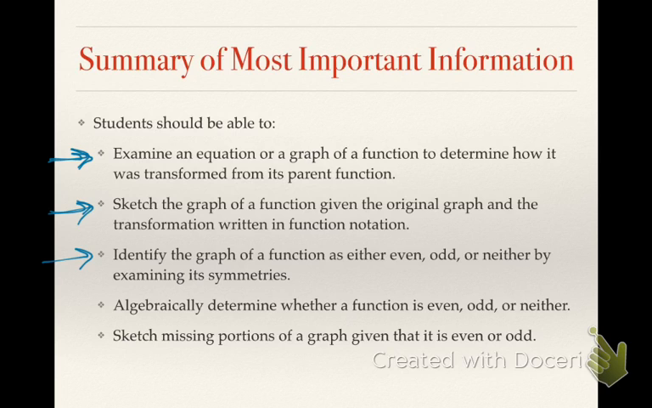You should be able to identify the graph of a function as either odd, even, or neither by examining its symmetry. If you notice a reflection through the y-axis, it's going to be even. If it's a reflection through the origin, then it's going to be odd. And if it's neither of those, then it's going to be neither. You should also be able to algebraically determine if a function is even or odd or neither by plugging in negative x and seeing the effects of that, as well as sketching missing portions. We didn't really do that in this review video, but if it says it's even and you see a graph like this, then you know it's going to be like that to finish it off. If you see a graph like this and you said it's odd, it's going to look like that in the rest of the graph.